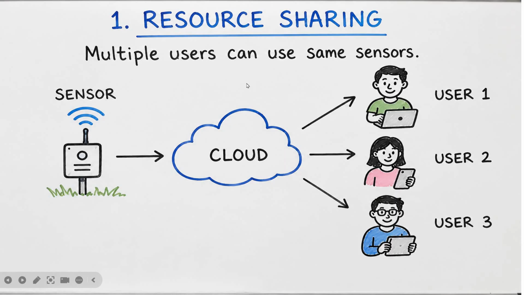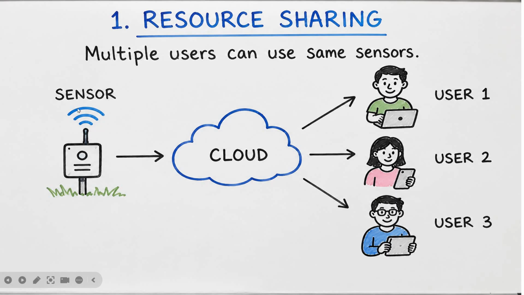Resource sharing is one of the important advantages of the sensor cloud architecture, and here it allows multiple users to use the same sensors through the cloud. Now, instead of installing separate sensors for each of the users or for each application, the sensor data is shared among different users, which reduces the cost and improves the efficiency.